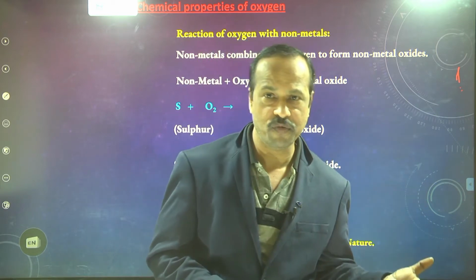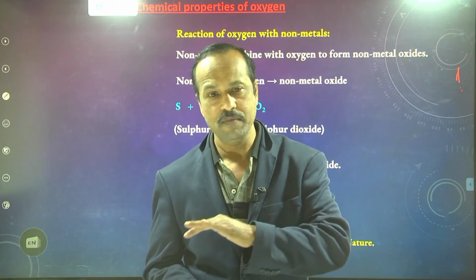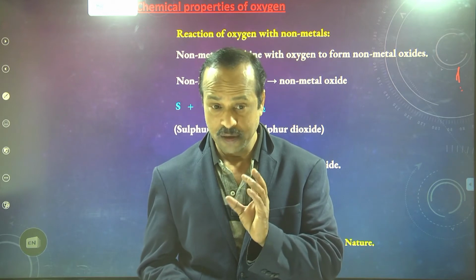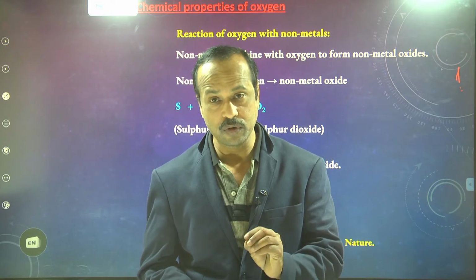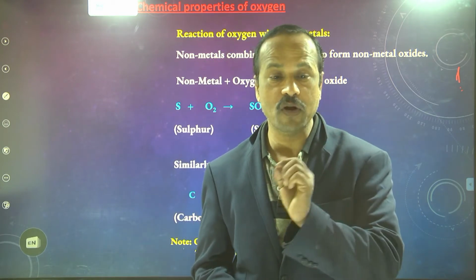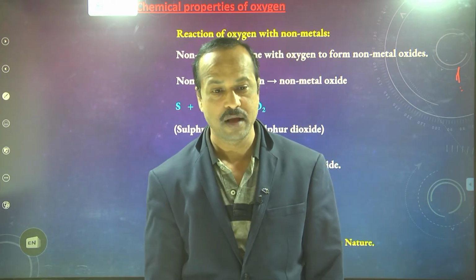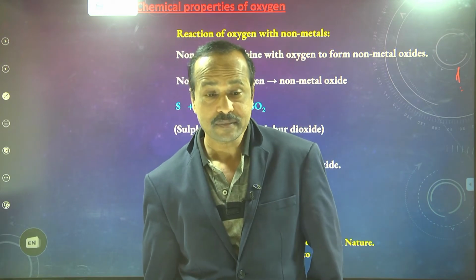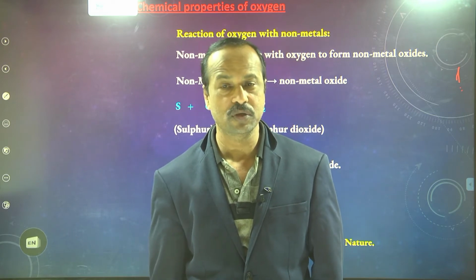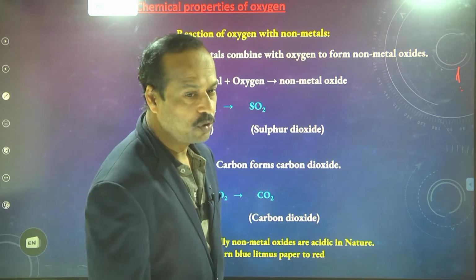If it is reacting with sulfur, it forms oxide of sulfur. Reacting with oxygen, it forms the oxide of nitrogen. Like this, it forms their respective oxides. And here the most important point to remember is that the oxides of non-metals are acidic in nature. What is the nature? Acidic. Acids and bases you know, no? So here they are acidic in nature. Now we are going to see that here.